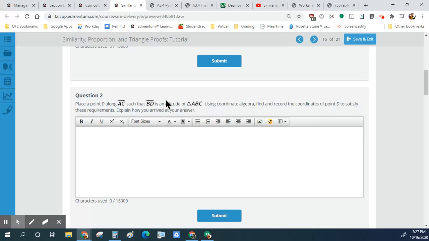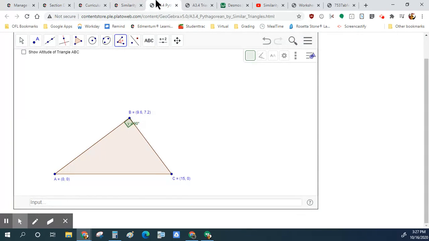So they just want us to make another point D. So use coordinate algebra, finding and recording the coordinates of B that satisfy the requirements. Okay, so we're just trying to find a point D that makes this the altitude.